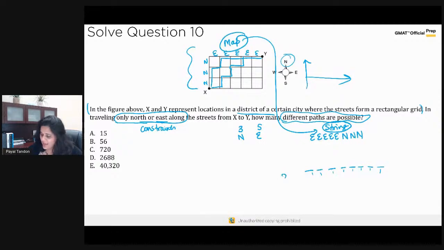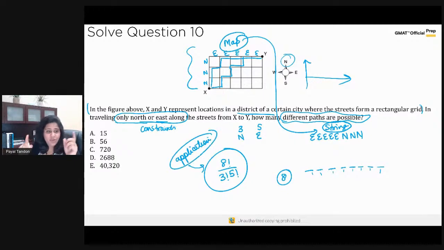You have a total of 8 spots, obviously, right? So over here, again, I'm going to use the formula, but I want to make sure that you understand where that formula comes from. And that is what we talked about in the circle question. So this, 8 factorial divided by 3 factorial divided by 5 factorial, is the application of that circle question that we did. Make sure that your concepts are solidified there. Once they are solidified there, you can solve these 700 level questions with utmost ease.